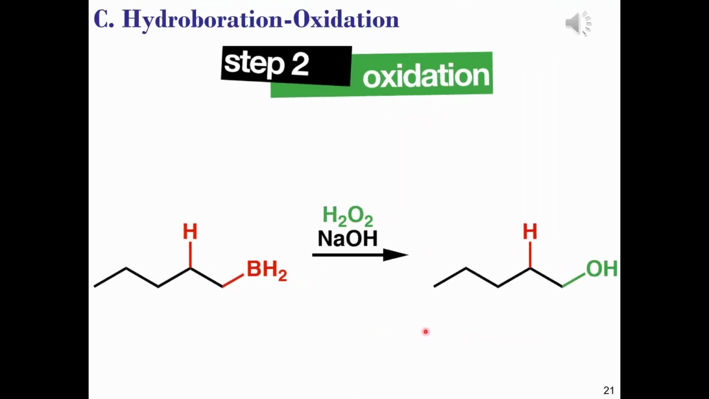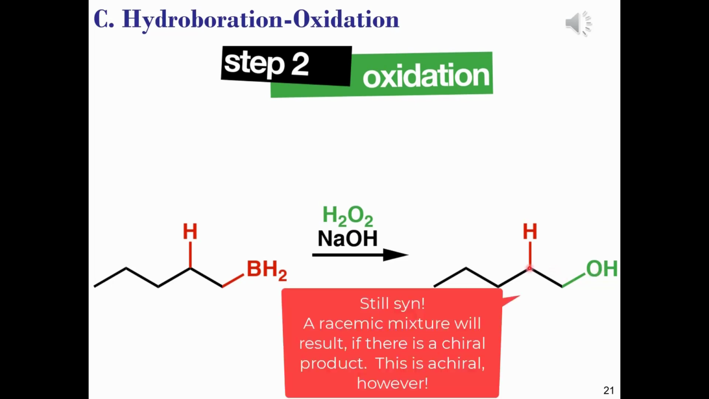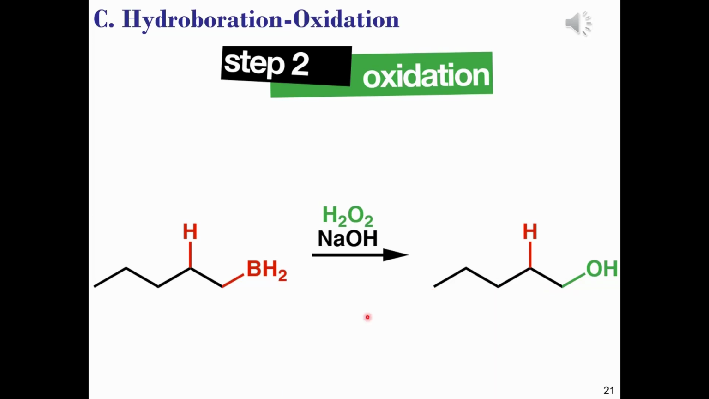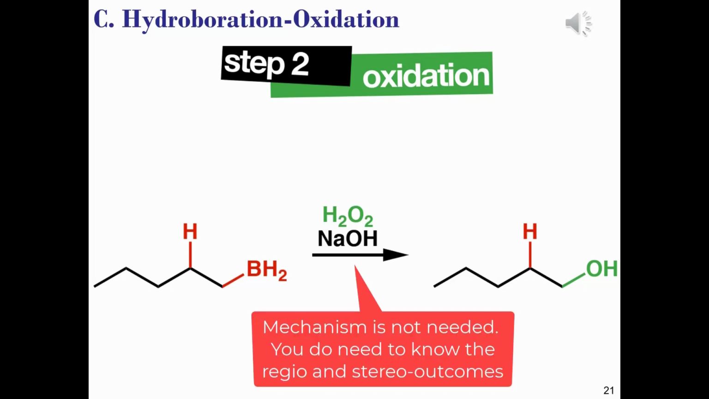The second step of the hydroboration-oxidation process is shown on this slide, and it's worth noting that the addition of H and OH overall is a syn addition, but this is as a racemic mixture. The oxidation mechanism is beyond the remit of this course, but you do need to know the reagents, which in this case are hydrogen peroxide under alkaline conditions, and you will be expected to use this reaction as part of any retrosynthetic or synthetic strategy towards a target molecule.